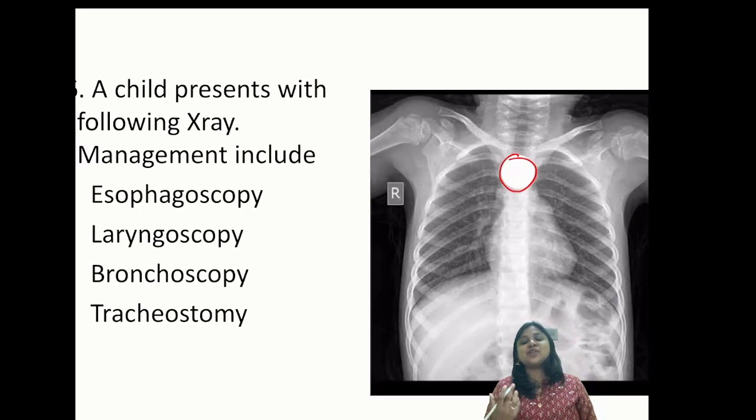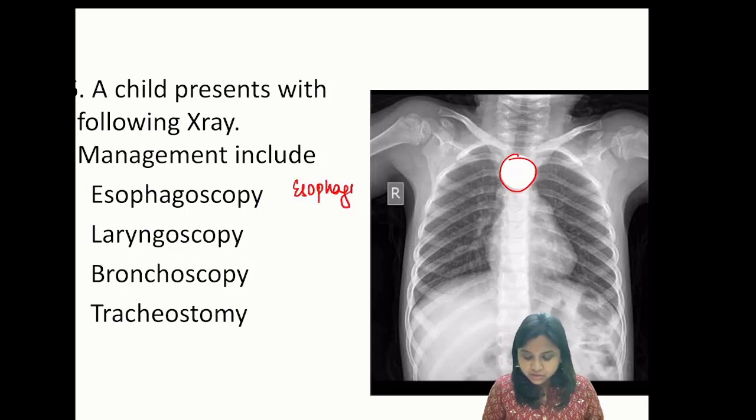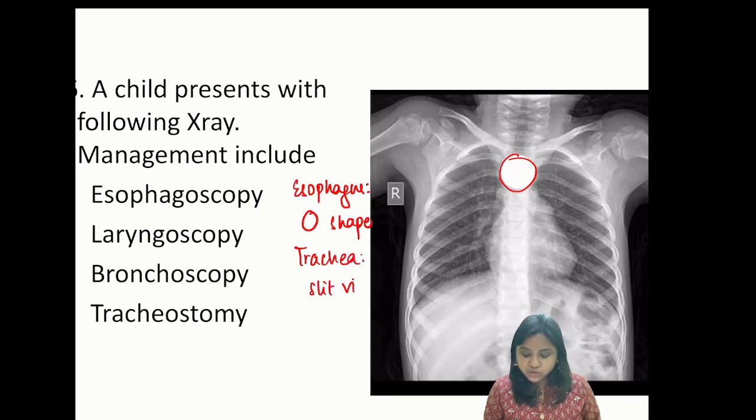So if you see a circular thing in a chest radiograph, most probably it is a foreign body or a coin in the esophagus. If it is in the trachea, it will be slit-like, not round. So in the esophagus you'll get a round shape in chest AP, and in the trachea you'll get a slit-like view of the coin.